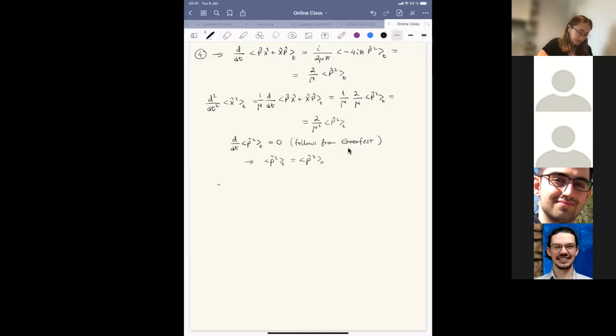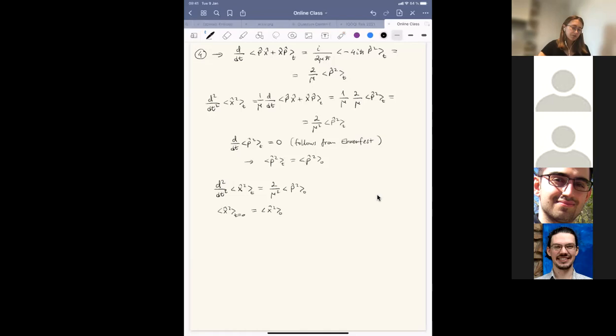Which means that we have the following easily solvable differential equation, which is that the second derivative of the average of x squared would be 2 over mu squared times the average of p squared at time 0. And of course, we need initial conditions to solve this. The initial conditions would be that the average of x squared at time equals zero would be just x squared zero.